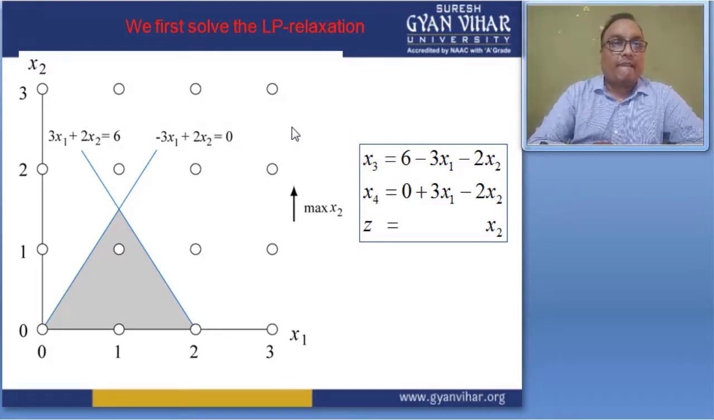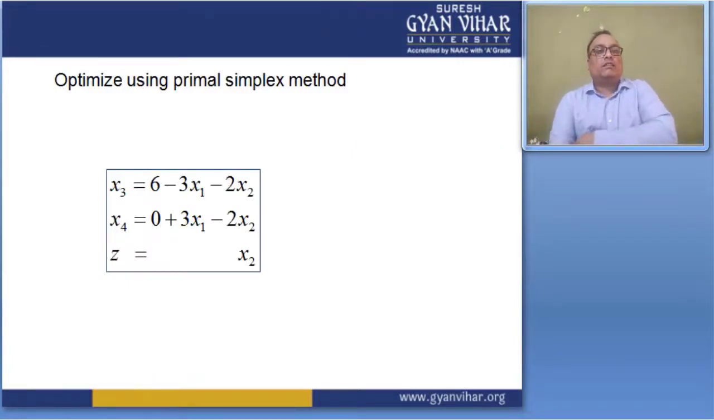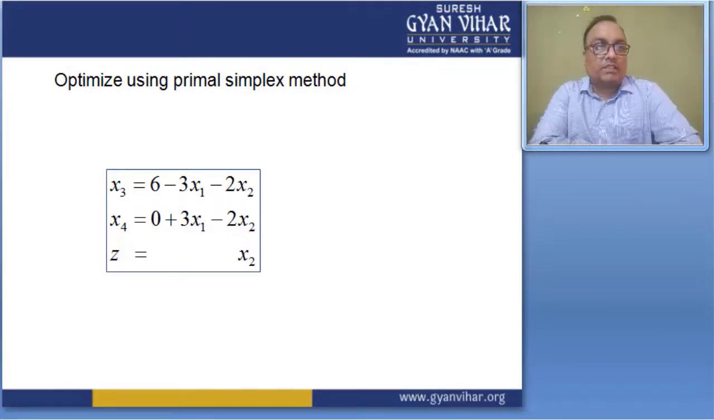So move to the next step. This problem is optimized by the primal simplex method. So the problem becomes x3 equal to 6 minus 3x1 minus 2x2, and x4 equal to 0 plus 3x1 minus 2x2, and z equal to x2 for this case. So move to the next slide.